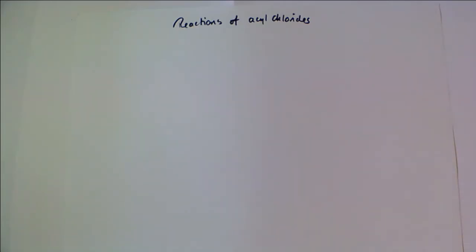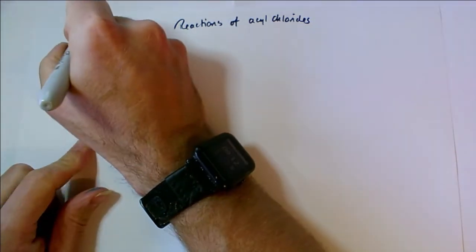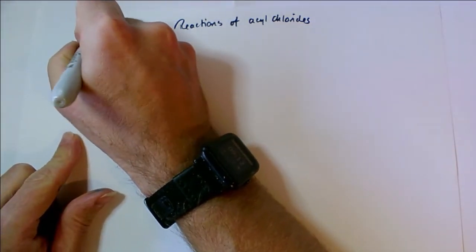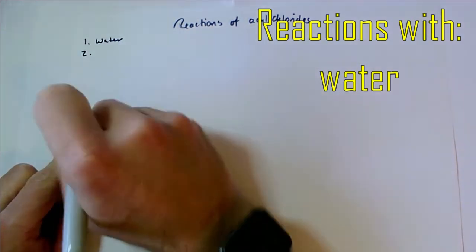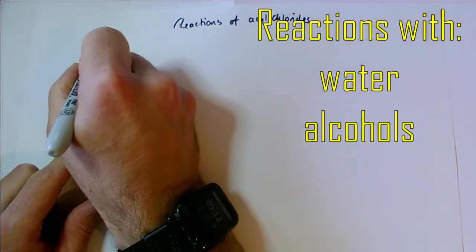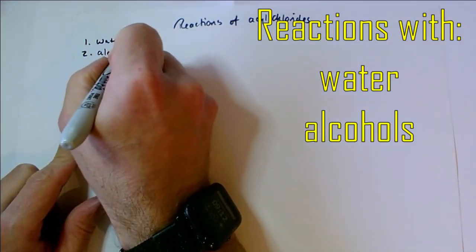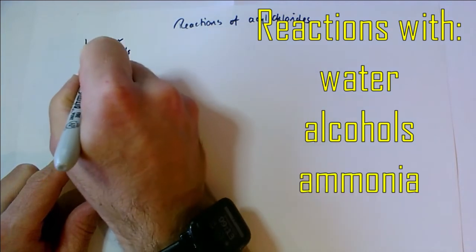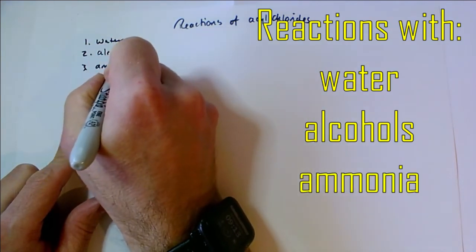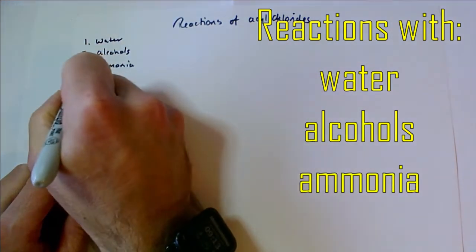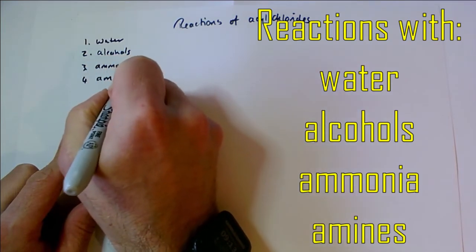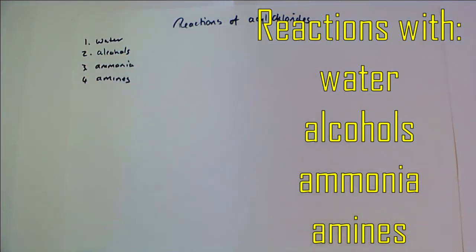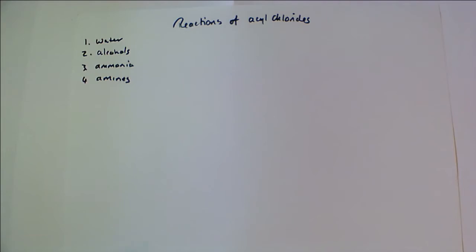Right, so let's move on to reactions of the acyl chlorides, and there are 4 that we're going to look at. So we're going to look at the reaction with water, the reaction with alcohols, with ammonia, and finally with amines. So water, alcohols, ammonia, and amines.